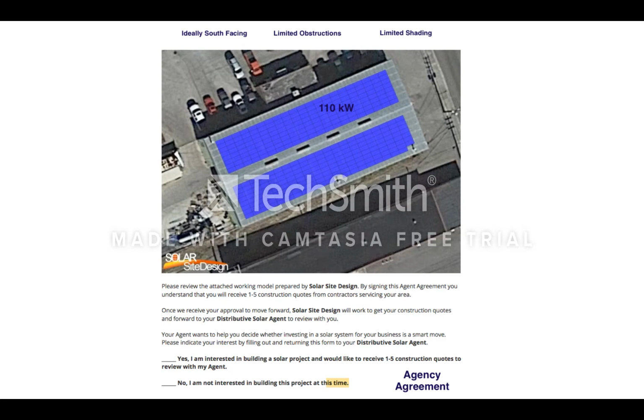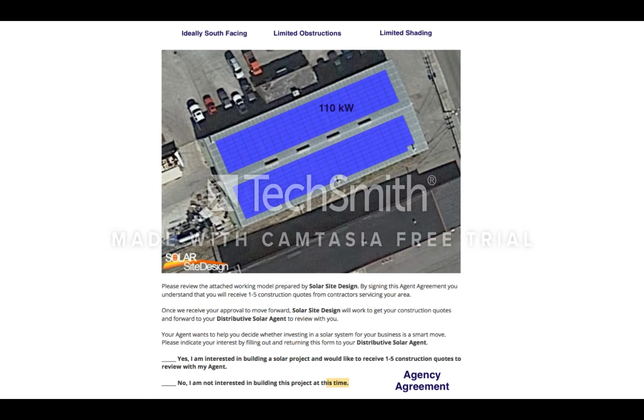You also want roofs that have limited obstructions and limited shading. You don't want a lot of HVAC units up there, a lot of trees, or a lot of taller buildings dwarfing your current location. As you can see, this building is prime: no trees, no buildings, hardly any shading whatsoever. This is a prime building.